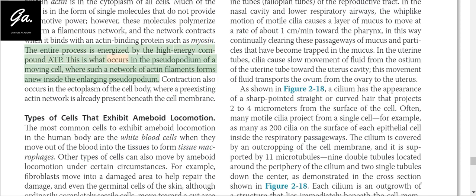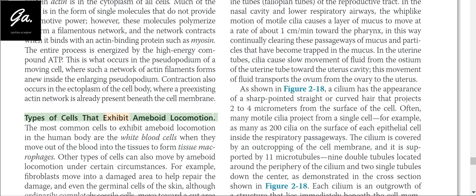This is what occurs in the pseudopodium of a moving cell, where such a network of actin filaments forms anew inside the enlarging pseudopodium. Contraction also occurs in the ectoplasm of the cell body, where a pre-existing actin network is already present beneath the cell membrane.